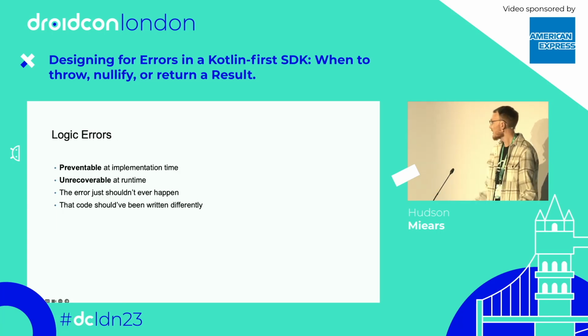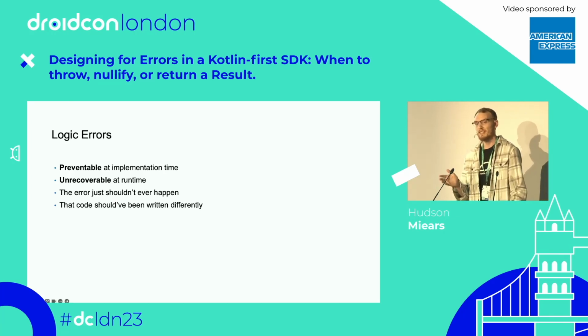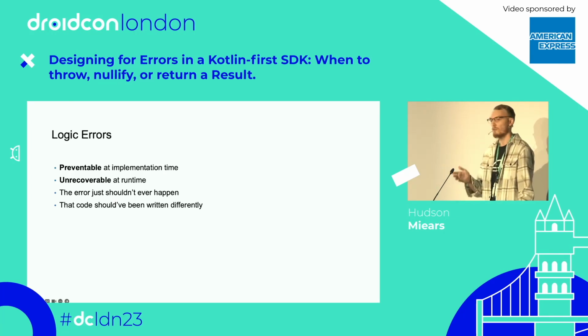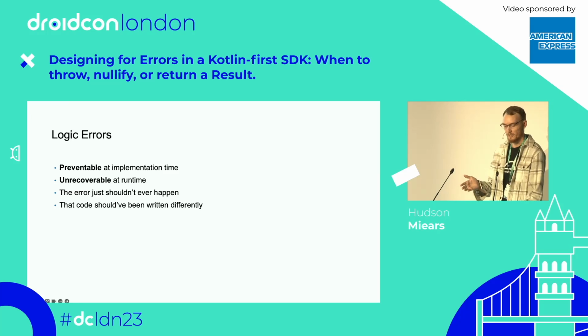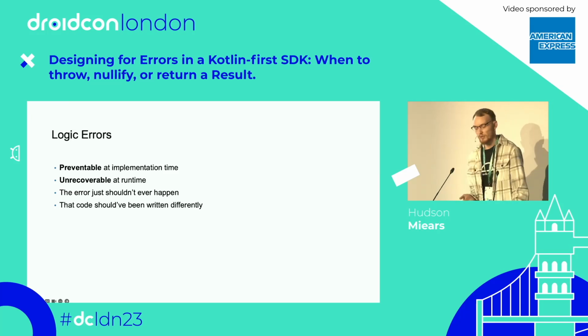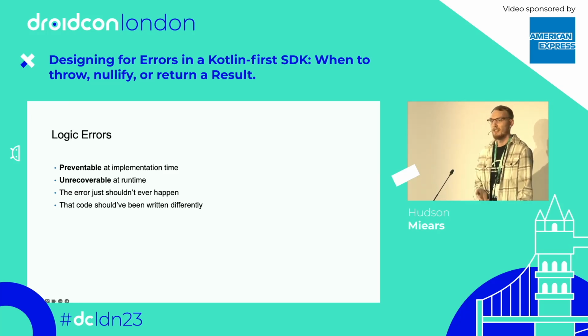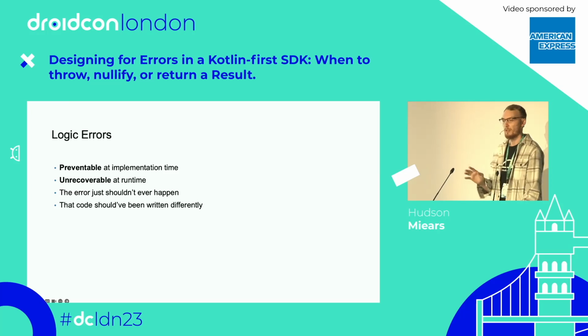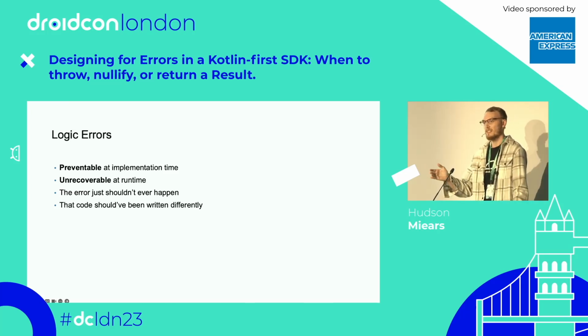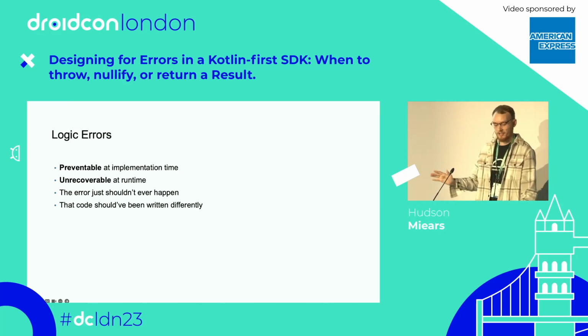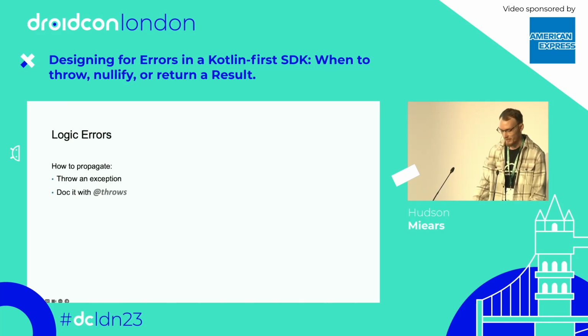So logic errors, the easiest ones, we consider them to be preventable at implementation time, meaning that the user can write code to make sure that the error doesn't occur at runtime. And they're unrecoverable at runtime. So if they do happen at runtime, basically that's not a scenario we want to occur. You can think about this as like an index that is taken as a parameter to a function, and the user passes in -1, right? This error should never happen. The code should have been written differently.